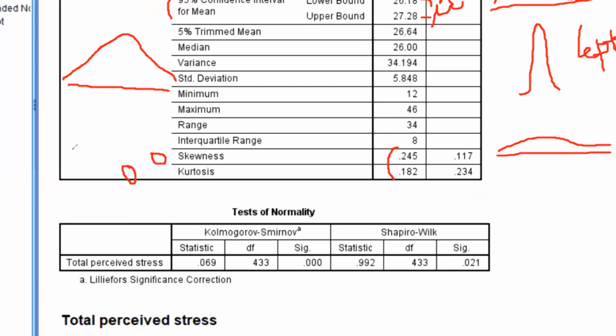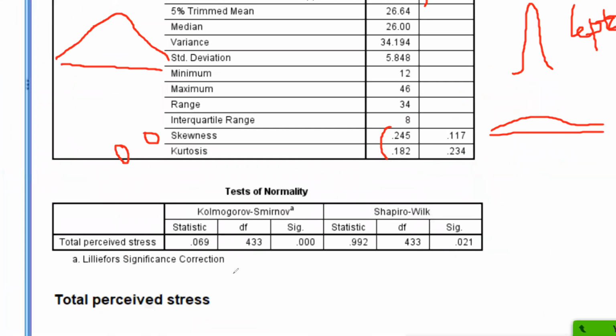Test of normality, what is it? Two tests are here. One output indicates the Kolmogorov-Smirnov test, and the other output is represented by the Shapiro-Wilk test. These are known as tests for normality. By graph, we are visualizing the normality. By test, we are exactly testing whether the data is normal or not normal.